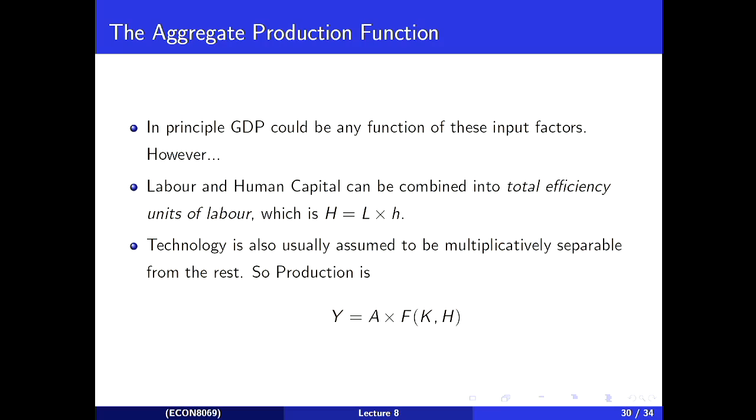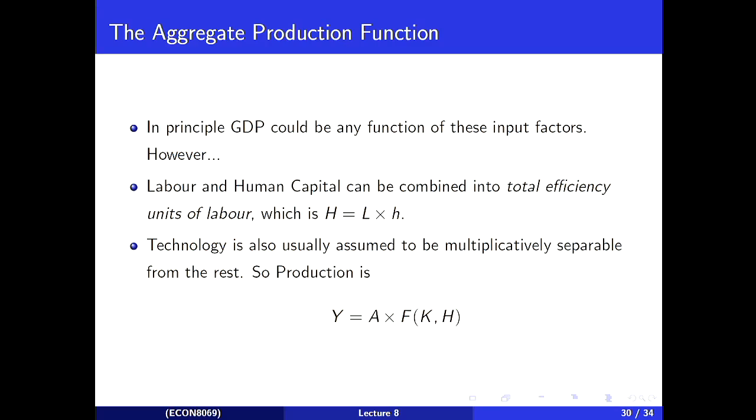In principle, GDP could be any function of these 4 input values, but we're not going to be that general. We're going to take labour and human capital, and we're going to combine those into total efficiency units of labour. So we're not thinking just about number of hours worked, but the effective number of hours worked, or the efficiency number of hours worked. And so we take labour, number of hours worked, multiply it by average human capital level to get the efficiency unit of labour. And we're going to use capital H for that.